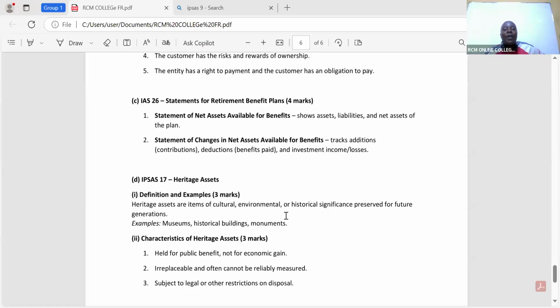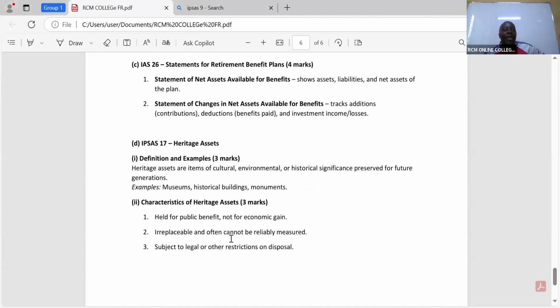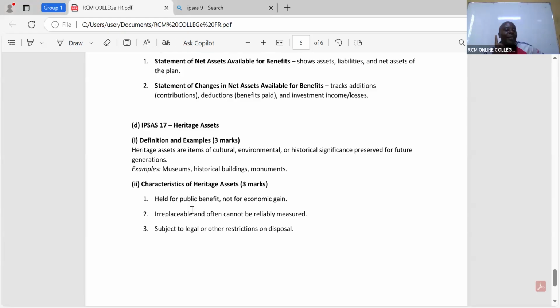All right. So whenever we talk of heritage assets, and this has also been factored in, if you look at your exams, you'll be able to see these heritage assets are items of cultural, environmental, or historical significance preserved for future generations. Preserved for future generations, e.g., museums, historical buildings, monuments. Characteristics of heritage assets, 3 marks: held for public benefits, not for economic gain, really. Yeah, public benefit. Irreplaceable and often cannot be reliably measured.